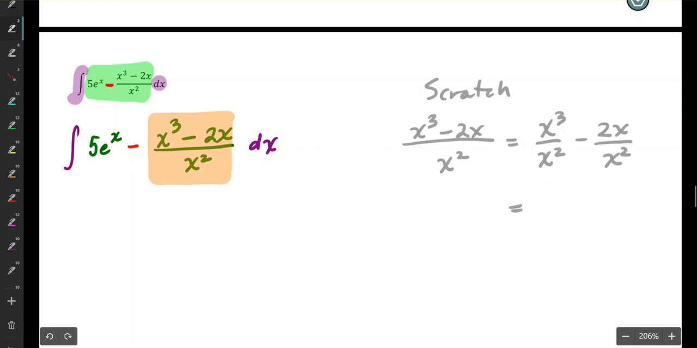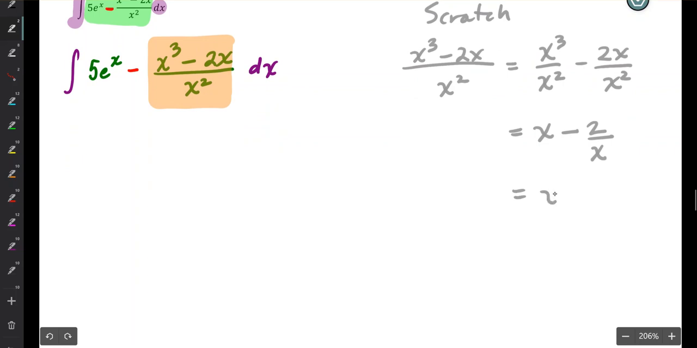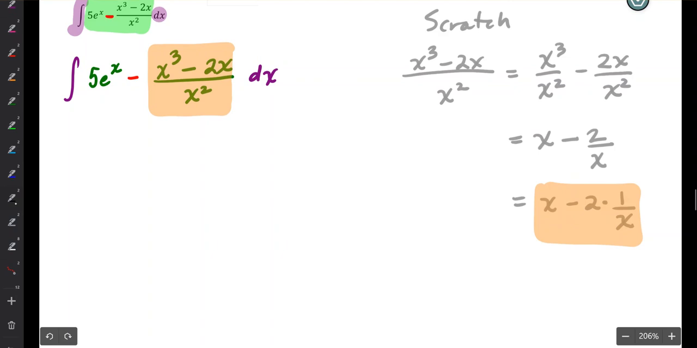x cubed divided by x squared is just x. And then we've got minus 2x divided by x squared, which is just minus 2 over x. Taken one step further, this is x minus 2 times a 1 over x. All right. So, orange is orange. Orange is equal to x minus 2 times a 1 over x.